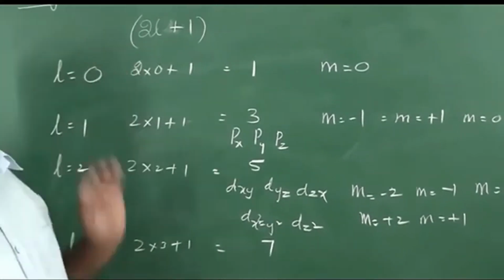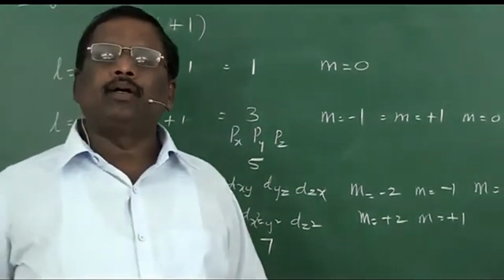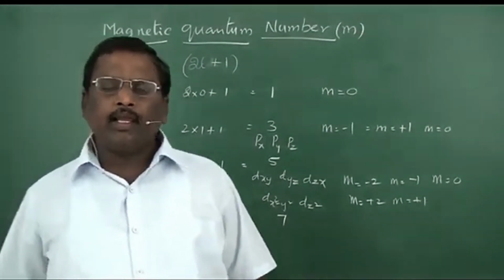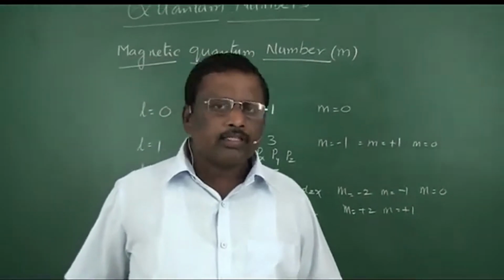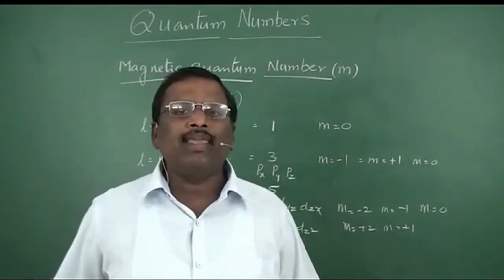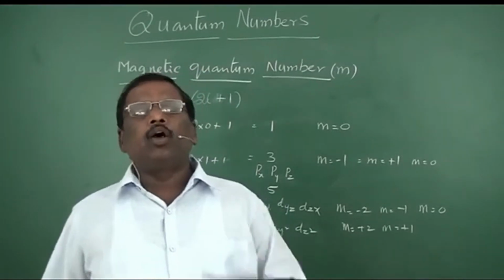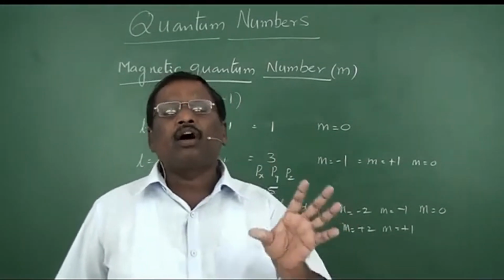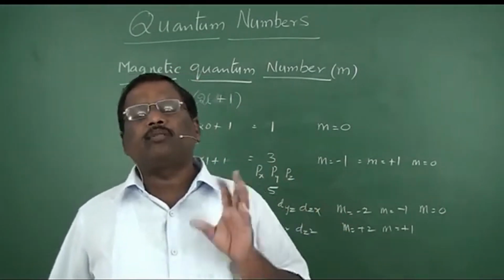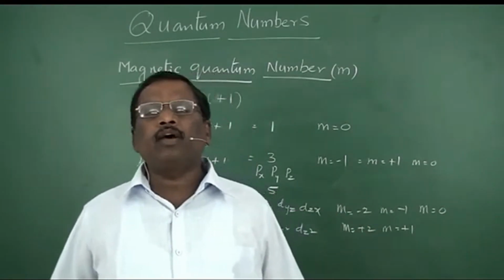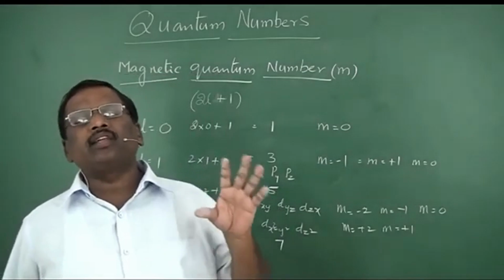So this is regarding the magnetic quantum number. This magnetic quantum number was proposed by Lande to explain Zeeman effect and Stark effect. This quantum number was denoted with small m. It explains the orientation of orbitals or the spatial arrangement of orbitals in an atom. So this quantum number is also called the orientation quantum number. The other name for magnetic quantum number is orientation quantum number.